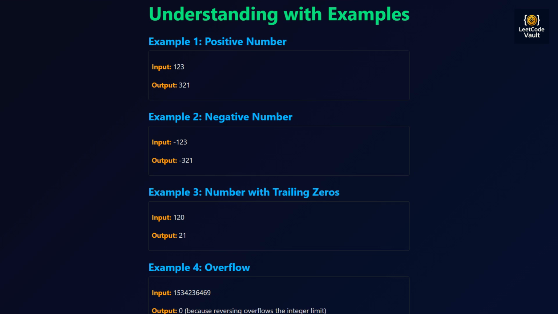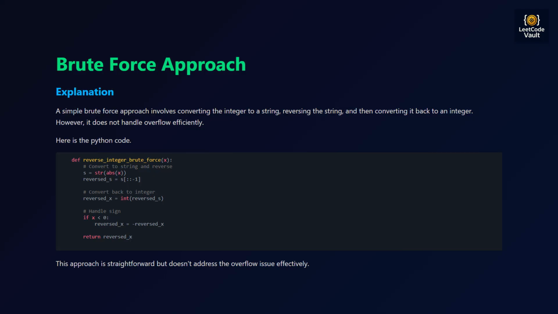But here's where things get interesting. Suppose we have a large number like 15342364669. If we try to reverse this, we end up with 9646324351, which exceeds the 32-bit signed integer limit. This is a crucial constraint to handle. We'll need to account for potential overflow while designing our solution. This problem highlights the importance of carefully considering all edge cases before jumping into coding.